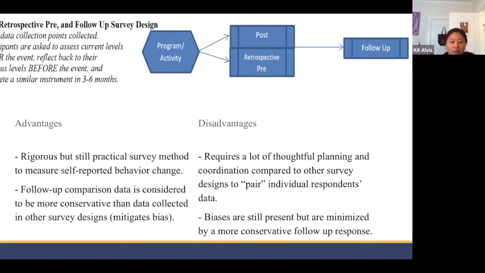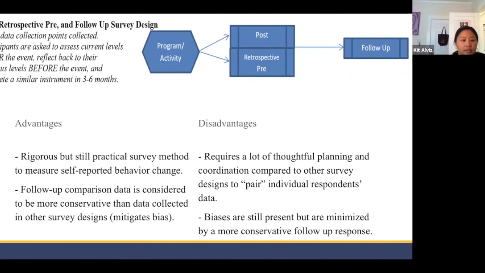So that's what I kind of meant by a follow-up being a little bit more conservative. The disadvantage is it takes a lot of time, especially if you want to pair your follow-up survey responses to the retrospective pre-posts. It involves coming up with ID codes, making sure people somehow remember their ID codes. Another way to do it is not to pair them, to just do independent samples, but then you don't have paired samples, so that's a drawback. And again, the biases are still present, but they're minimized.